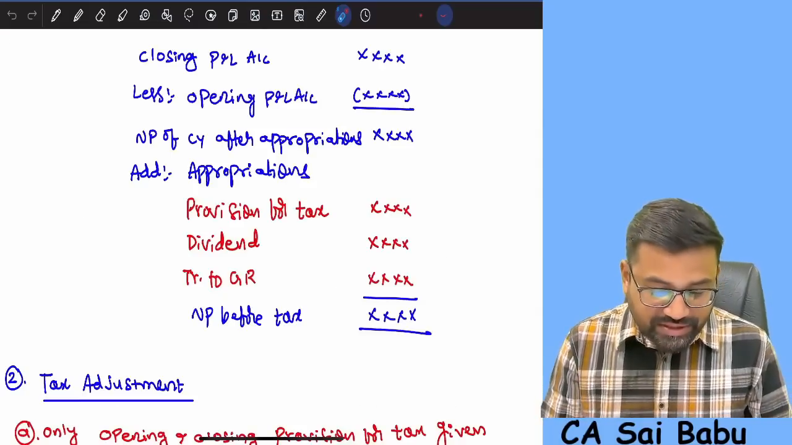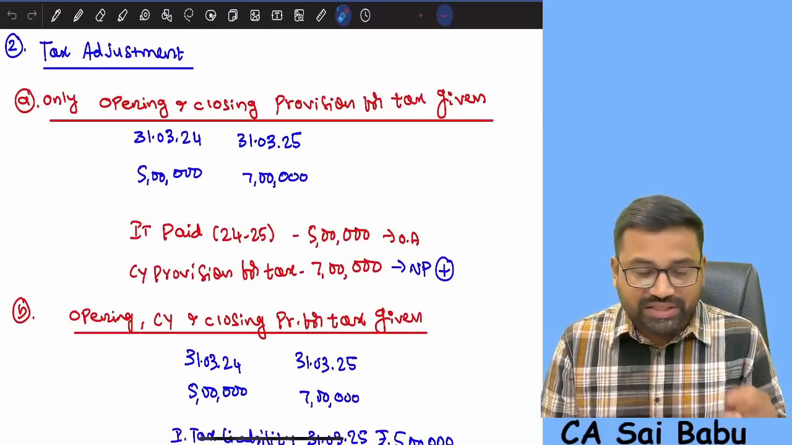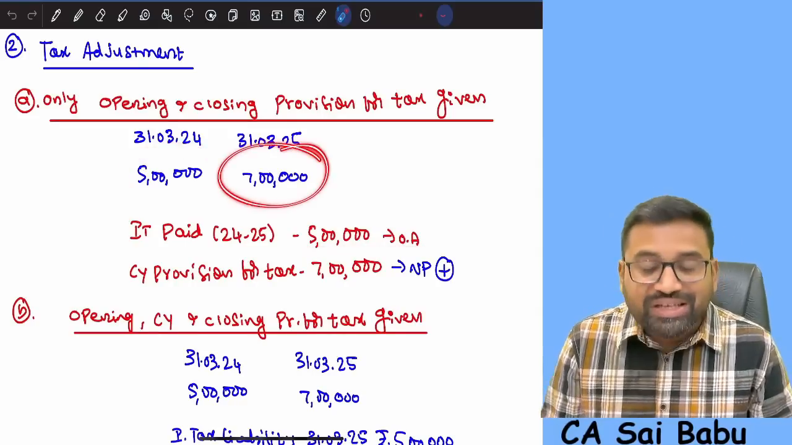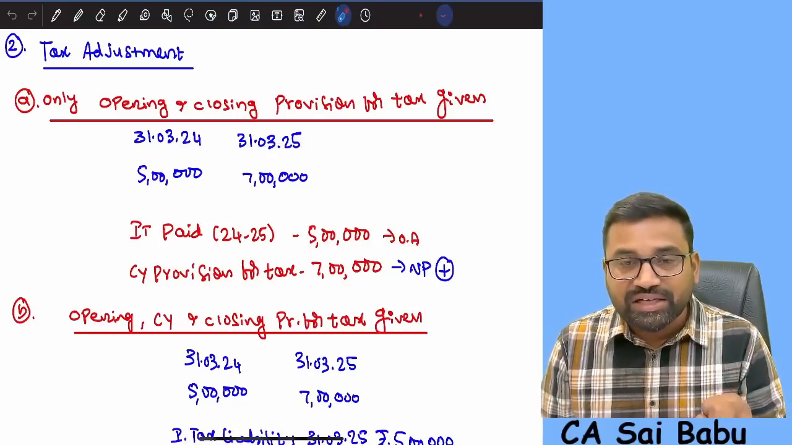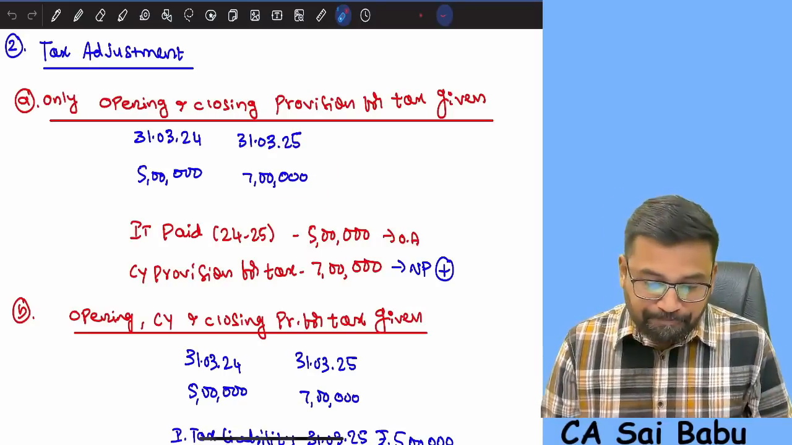This is the first case, sir. So only if opening and closing provision for tax is given, the opening provision is assumed paid during the year. Closing provision is nothing but provision for tax of the current year. If net profit before tax is not given, then to arrive at it, add back.